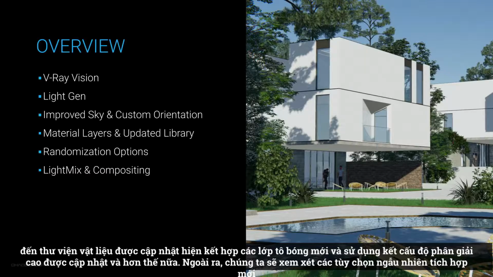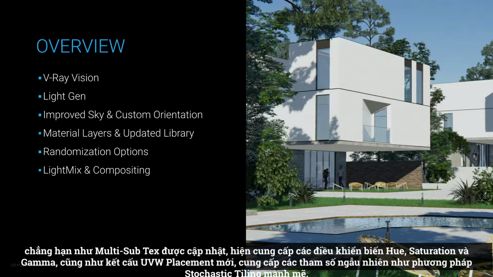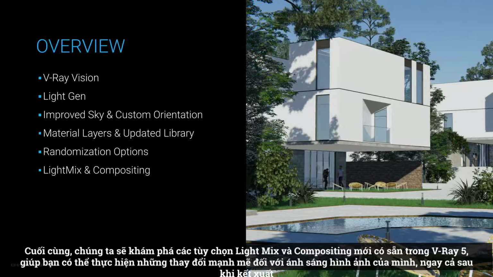Additionally, we'll look at the new built-in randomization options, such as the updated multi-sub texture, which now offers hue, saturation, and gamma variation controls, as well as the new UVW placement texture, which offers randomization parameters such as the powerful stochastic tiling method.